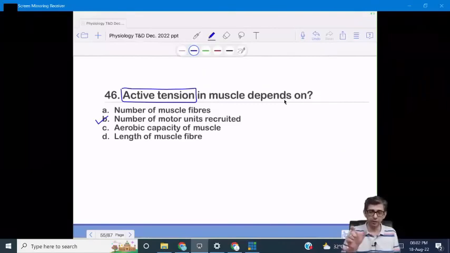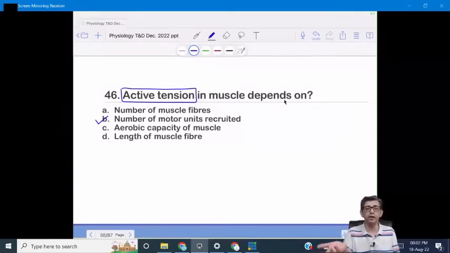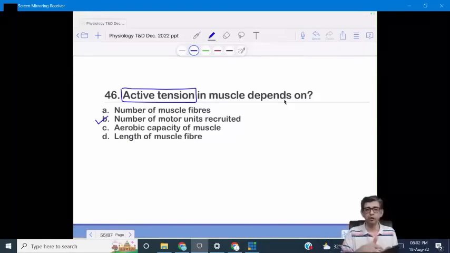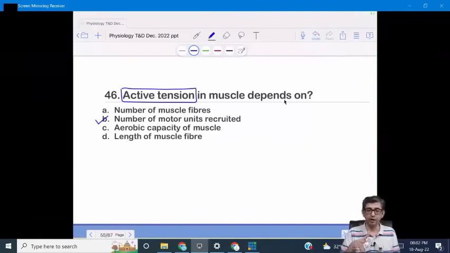The active tension in the muscle means productivity of the muscle. That is, is it able to work effectively or not. I mean, if you have to lift up a 10 kg dumbbell versus a 2.5 kg dumbbell, the motor units recruited while lifting a heavy dumbbell will be more as compared to motor units recruited when the lighter weight dumbbell is being used.